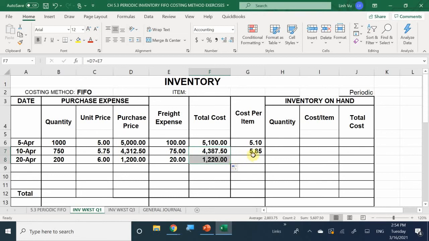All right. So then, what is going to be my cost per item? $6.10. Once again, another even number. Okay. Doing good so far.